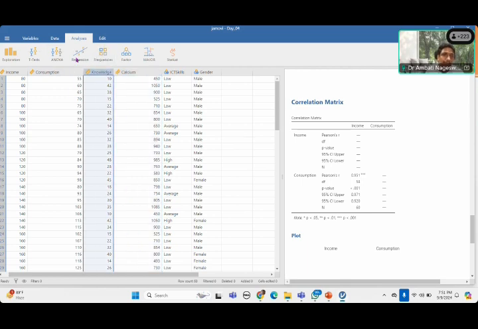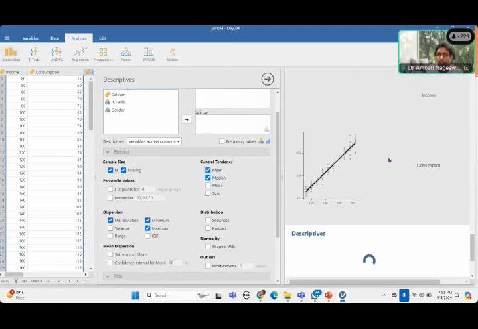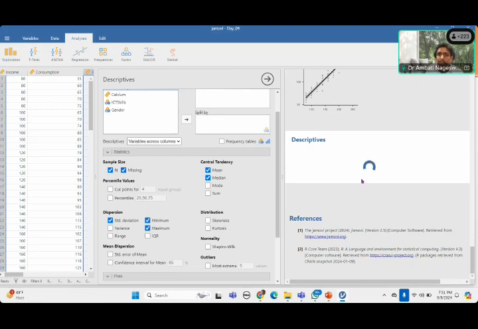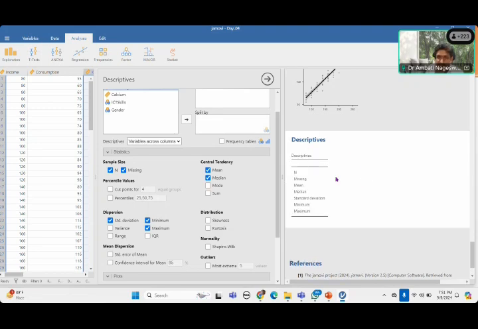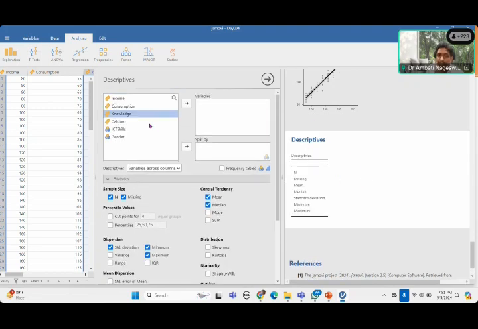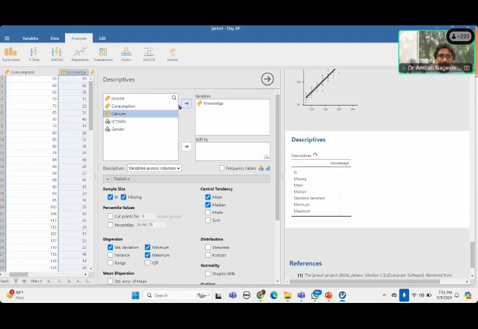So in order to understand the normality test, go to Analyze, Explore, Descriptives. Here we are going to conduct the normality test for two variables. One is knowledge, the second one is calcium.